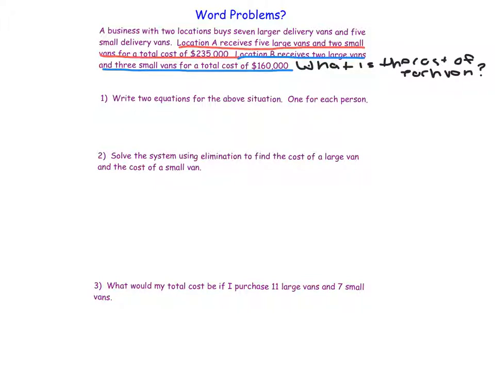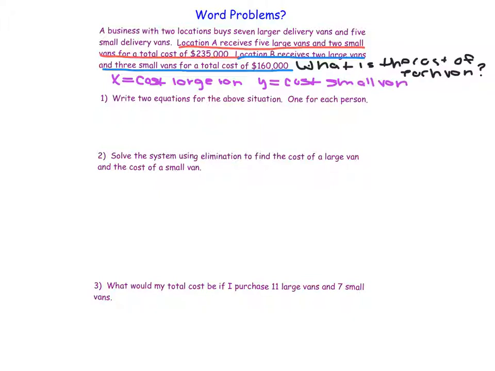So before we even begin, let's identify what we are looking for and ultimately trying to find in this problem and assign them to variable values. So here, one thing we're trying to find is the cost of a large van. So I'm going to denote that as X. And then we have Y, which is the cost of a small van.